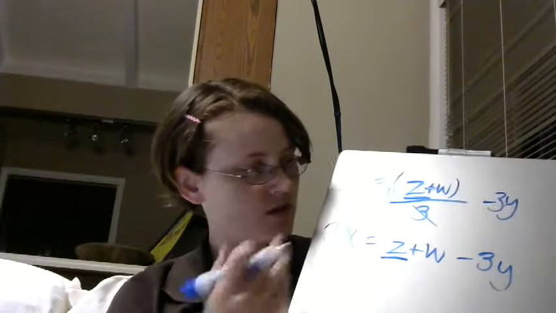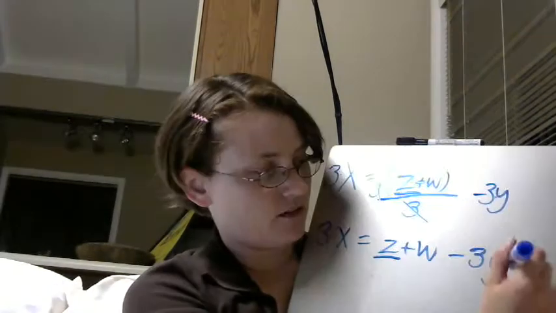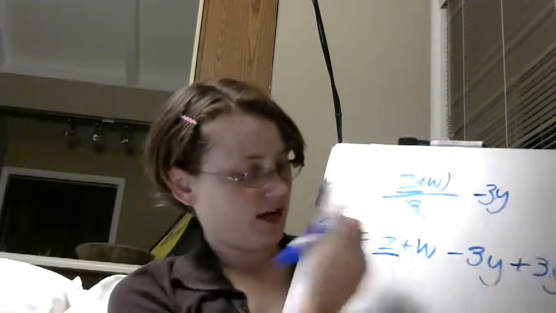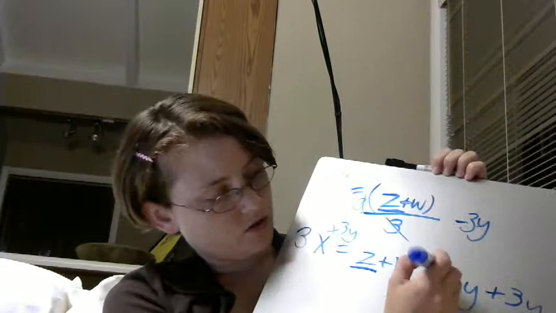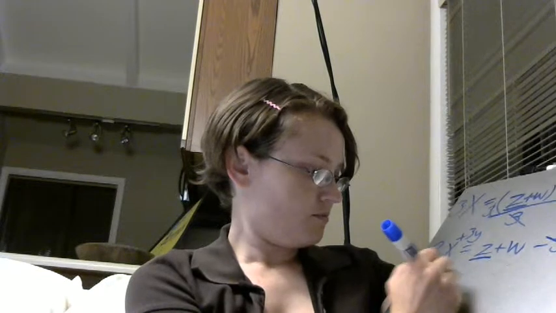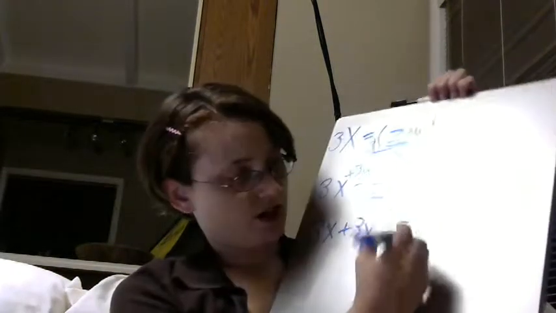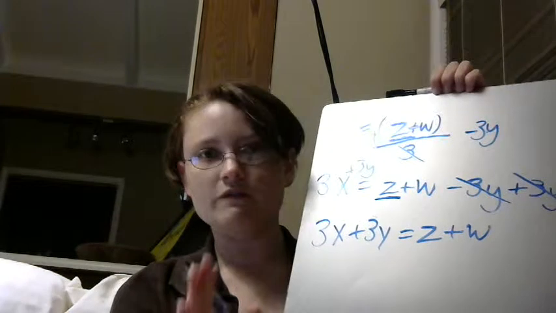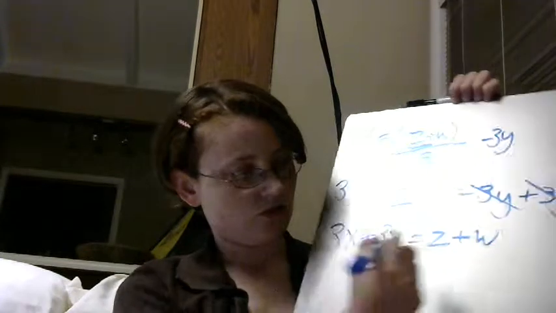All right? How do we transfer the 3y? Since it's subtracted over here, we're going to add it. If we add it on this side, we have to add it on this side. Remember? So what does that simplify to? These 3y's go away, minus 3y plus 3y, so that's 0. We end up with 3x plus 3y equals z plus w. All right, so we just moved 3y to the other side. This is all stuff you've done before. You did it with numbers, now we're doing it with letters. Don't freak out. Letters are cool.